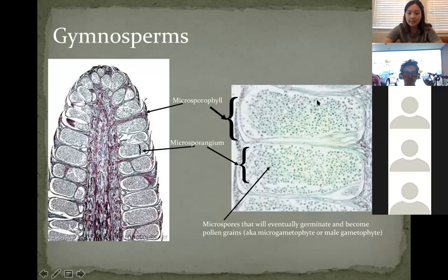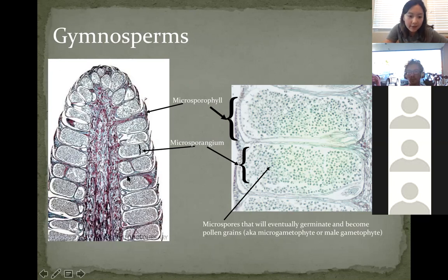If you zoom in on the next slide right here, once again, the scale of the cone is the microsporophyll. And then this entire circular structure right here is the microsporangium, or the male sporangium. So that's where all the haploid microspores are going to be housed. These individual little circles, each of those is a microspore, and those are eventually going to germinate and become your male gametophyte or your pollen grain. But basically this entire sac is your microsporangium. So this is one microsporangium, here's another microsporangium, and then these scales right here are your microsporophylls.